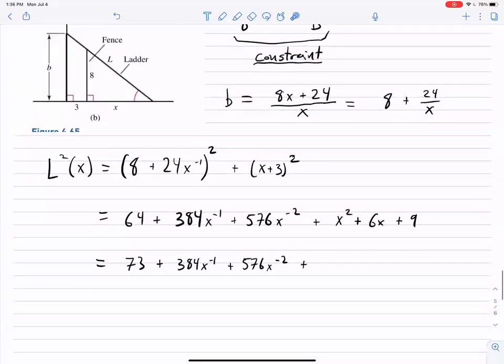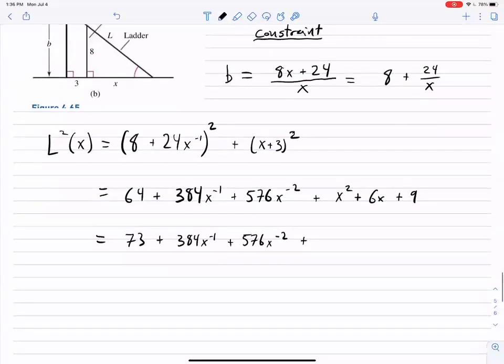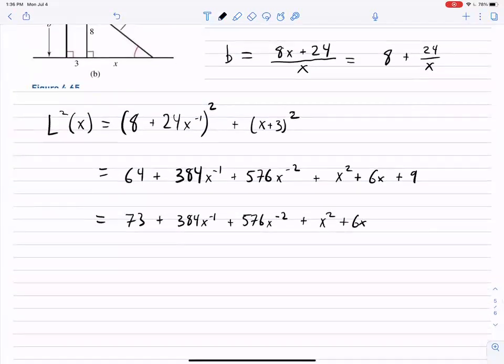I think that, I mean, I've already done this, so I'm just going to keep going. But let's just finish it. So plus x squared plus 6x. Okay. That's L squared of x. That's what the length is in terms of x. And now we want to maximize it.